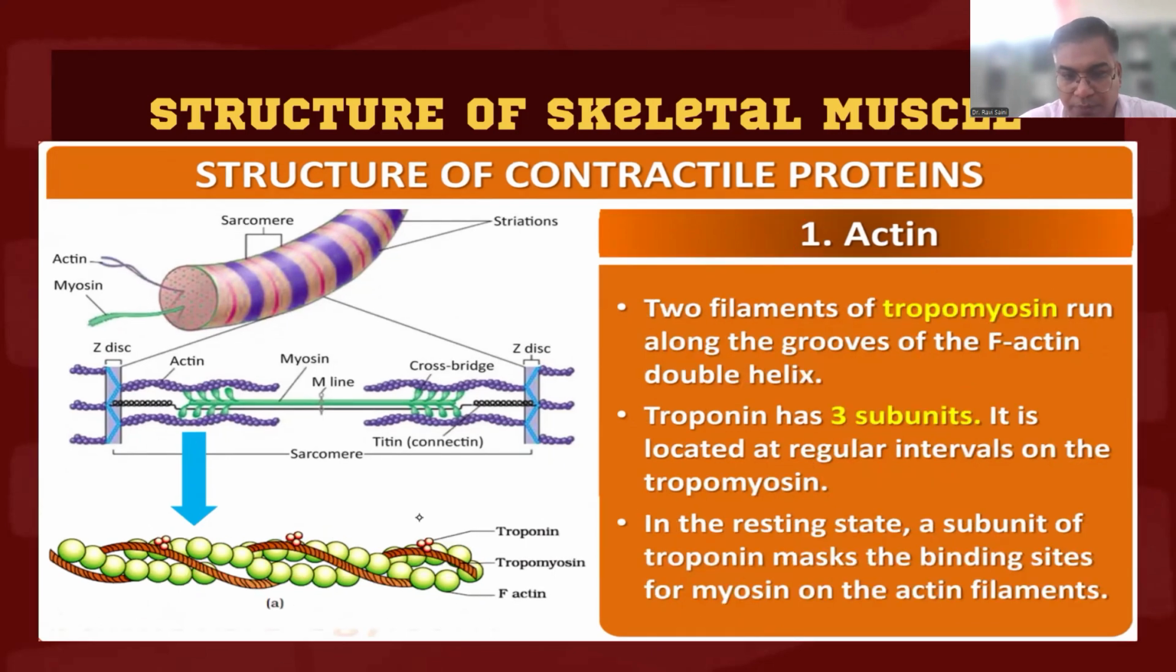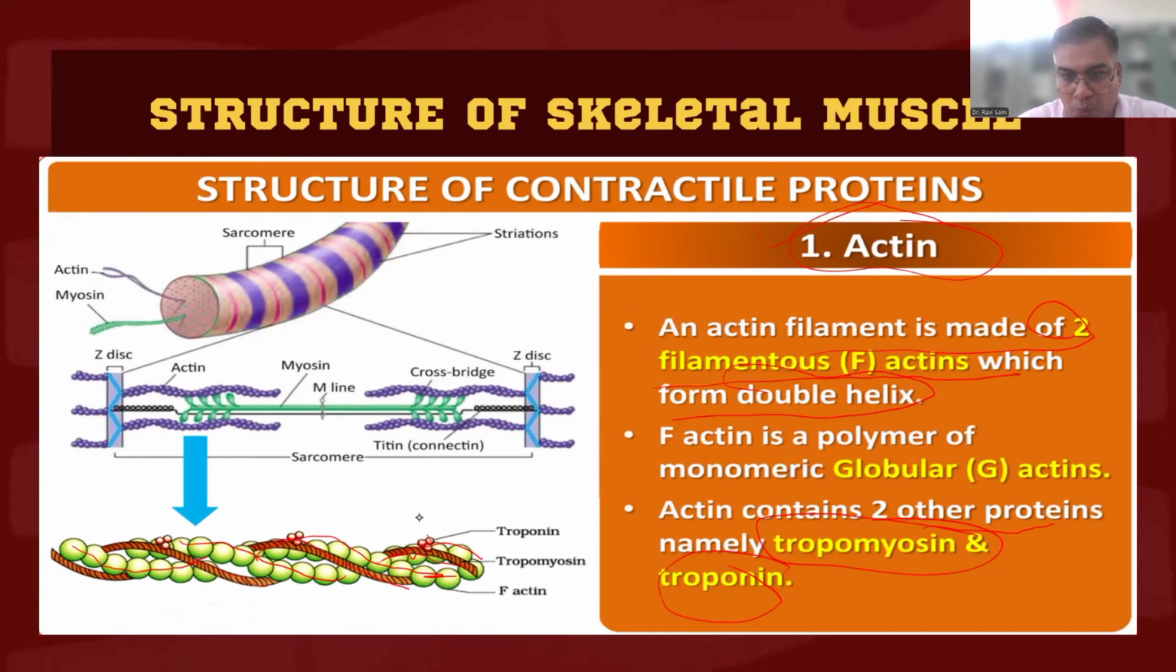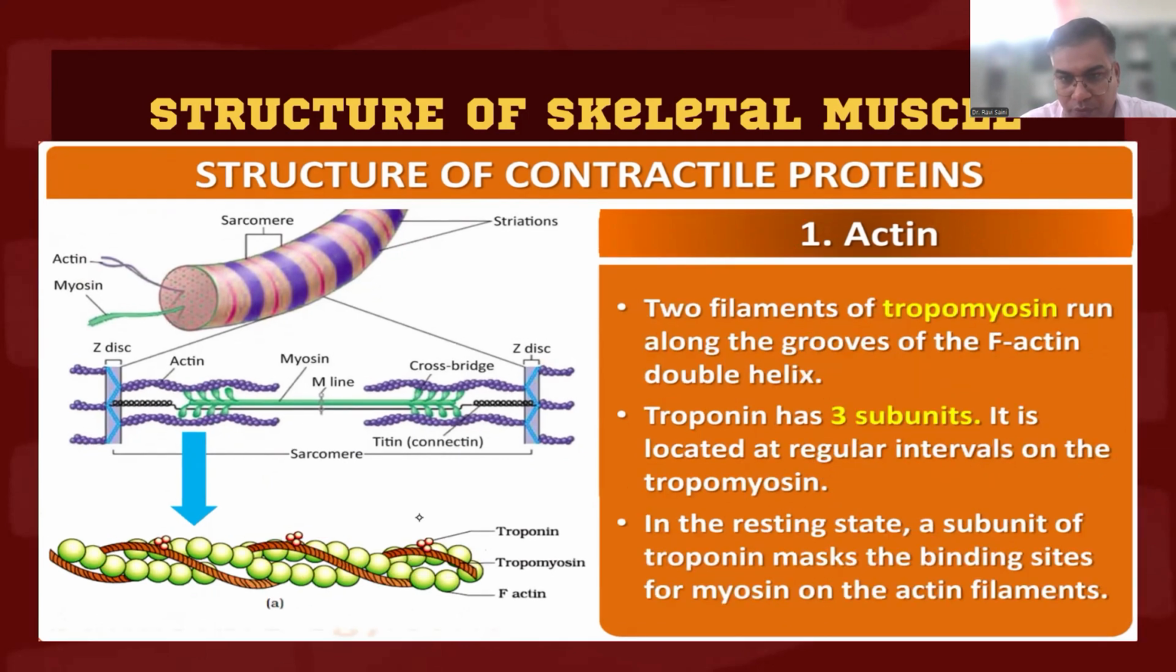So in the case of actin, we have the actin filamentous protein, which is made up of a double helix, and the other proteins are tropomyosin and troponin.